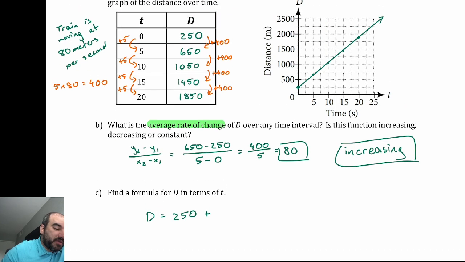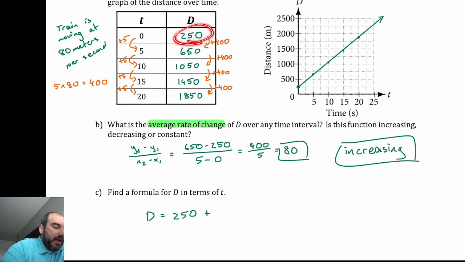Plus, because we started at 250, right? And then we added 80 meters per second. So however many seconds passed times 80. That's why when 5 seconds passed, we multiplied 5 by 80, and we added that to our distance. So we added that to 250. So we can say 80 times the number of seconds that have passed.